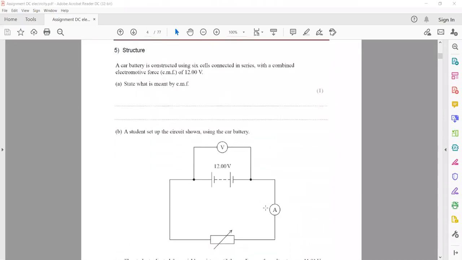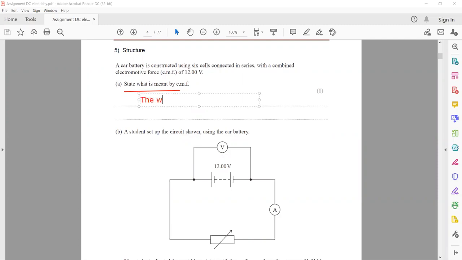This is a structured question related to DC electricity. A car battery is constructed using 6 cells connected in series with a combined EMF of 12 V. What is meant by the term EMF, electromotive force? So what is the definition of electromotive force? It is work done per unit charge.